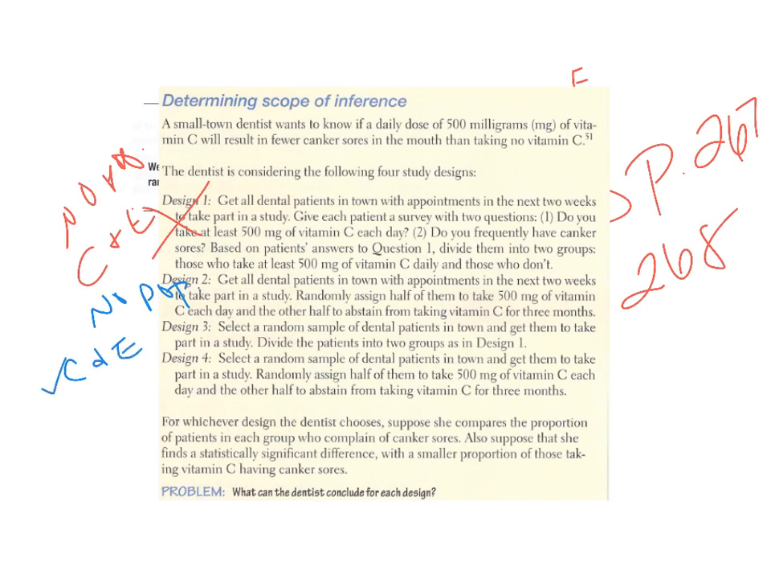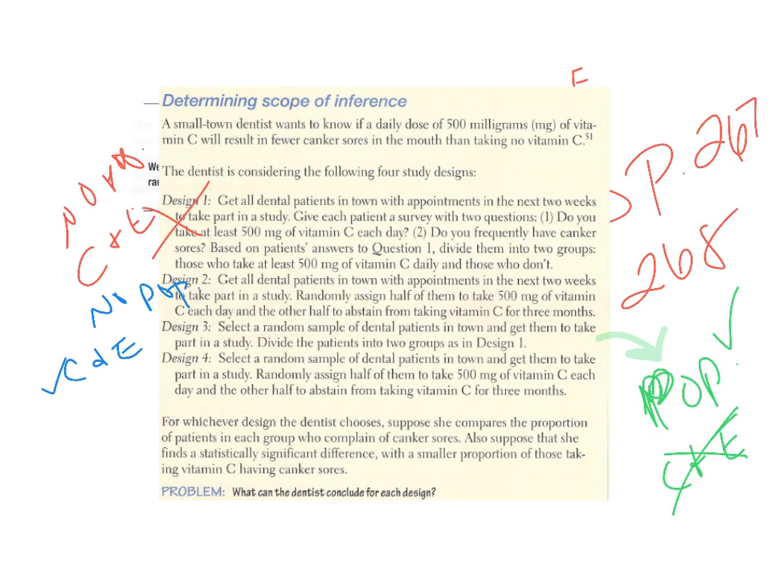Okay, design number 3 here, he's selecting a random sample of dental patients in the town and getting them to take part in the study. So he can make inference about the population because he randomly selected the dental patients, and then divide the patients into 2 groups as in design number 1. Well, in design number 1, they were not randomly assigned to the groups, so he cannot do cause and effect.